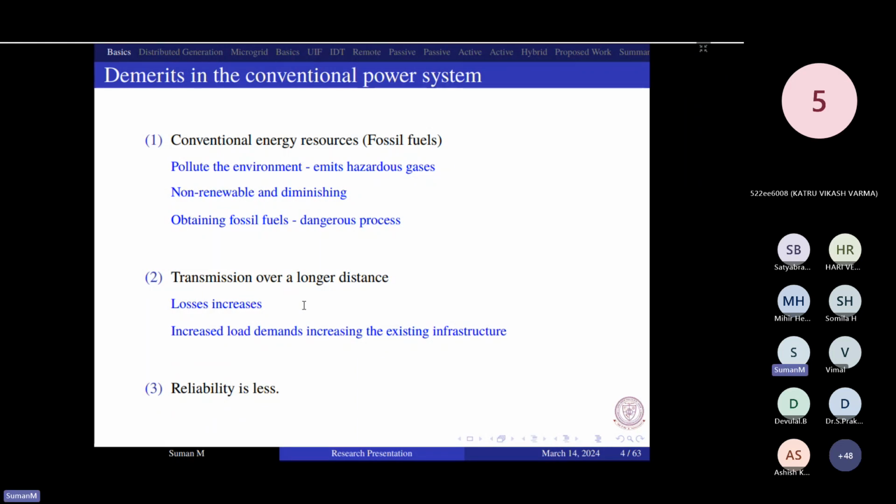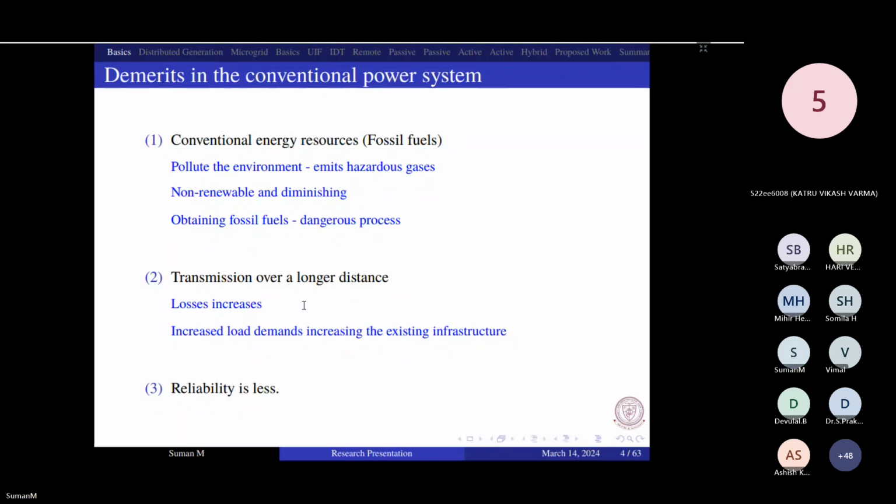What is the problem in this? When we want to develop a new transmission infrastructure, it needs a huge capital investment. So we need an alternative instead of going for a huge capital investment. Then the third problem is reliability is less. What is the meaning of reliability?